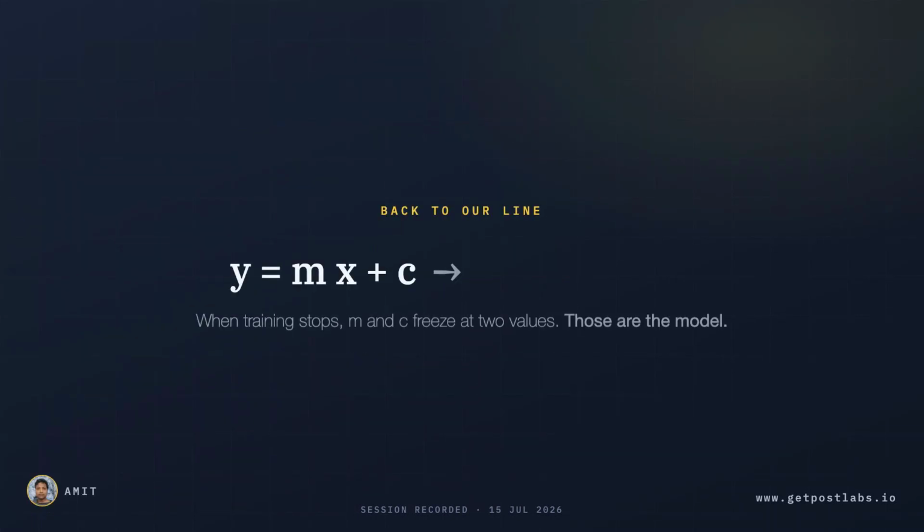Go back to y equals mx plus c. While training, m and c wandered around. When training finished, they settled on two exact values. Those final values are the model. Save them and you can predict prices forever.